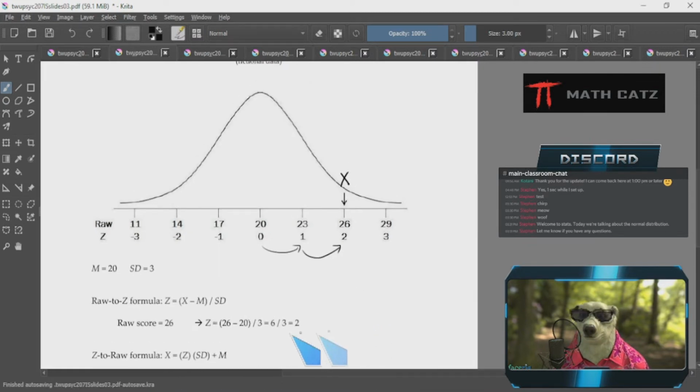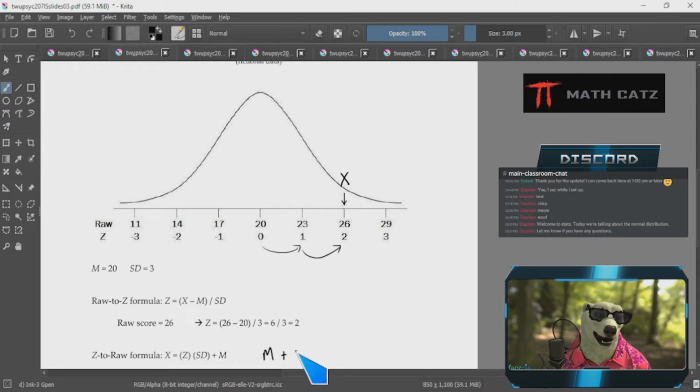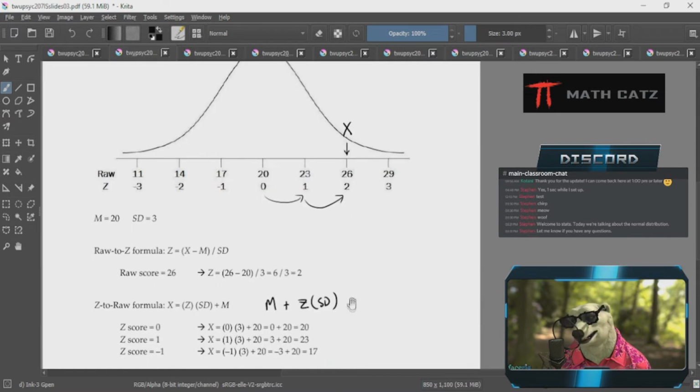For that, we're going to flip this formula around and just solve for x. We take the mean. I like to remember it, to be honest, the other way around, but hey, that's just me. It's of course the exact same thing, right? So I'm going to take the mean and I'm going to add a certain number of standard deviation steps. For example, if my z-score is 0, well, of course, I take 0 steps from the mean and I'm at the mean.